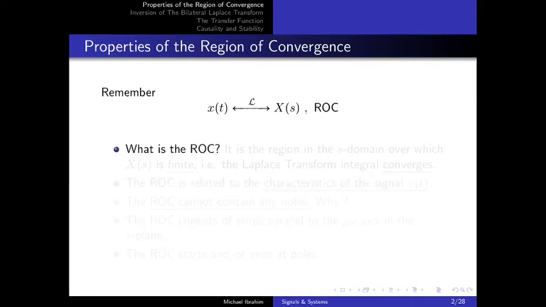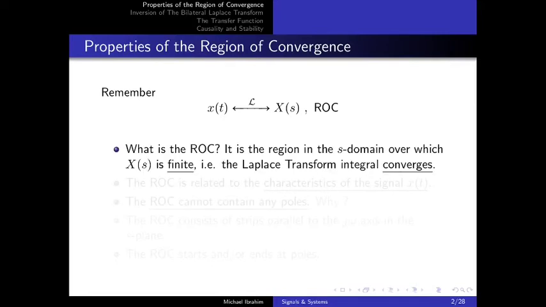So, what is the region of convergence? It is the region in the S domain over which X of s, the Laplace transform, is finite. In other words, the Laplace transform integral converges to a finite value rather than going to infinity. So this region of convergence is a very important part of computing the Laplace transform. The region of convergence is related to the characteristics of the signal x of t. Depending on x of t, the ROC will be determined.